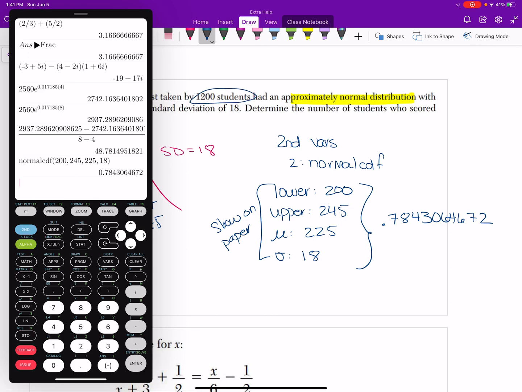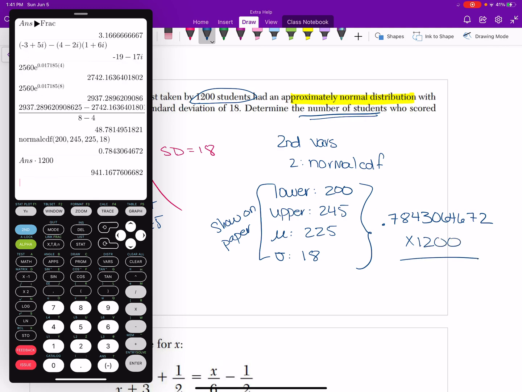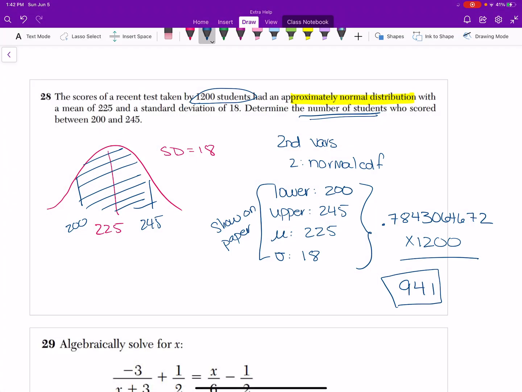So the test was taken by 1,200 students. We want to know the actual number of students who scored between that. So we're then going to take that number, multiply by 1200, and we get 941 students. We're not going to keep the decimal. We're talking about students. We're going to go for a whole person, so 941.